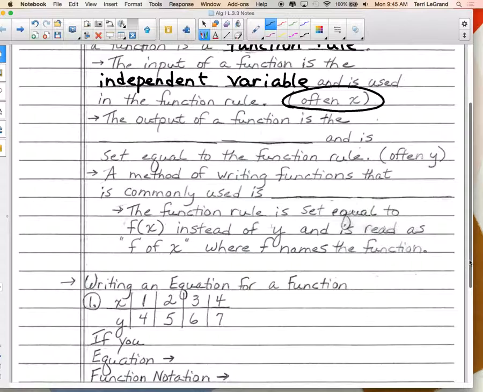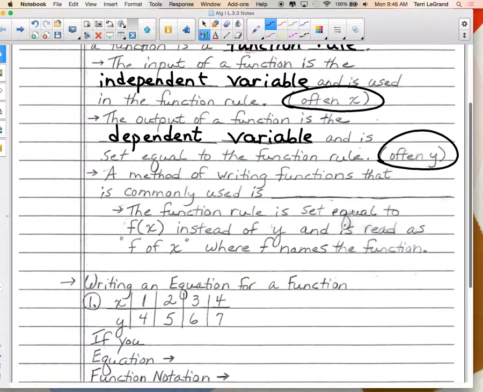So after you put in something for the x value, the independent variable, you will get an output. And that output of the function is the dependent variable. And this is what the function rule is usually set equal to. It's the output, it is the result. After you input an x value into the function rule, it has an output, and that output is what your function rule is set equal to. And it is often y. Again, let's circle that. It is often y.